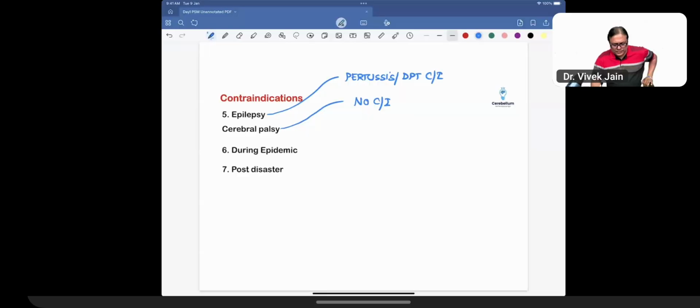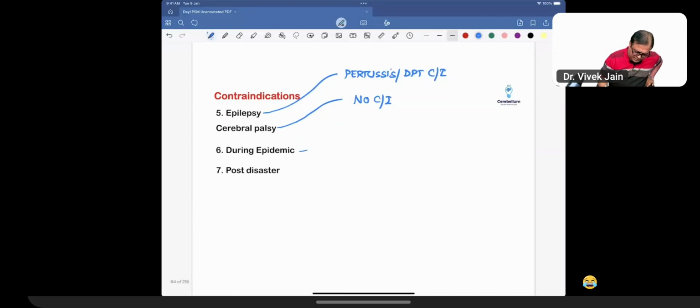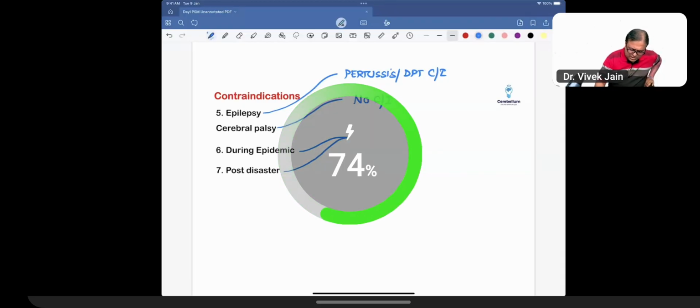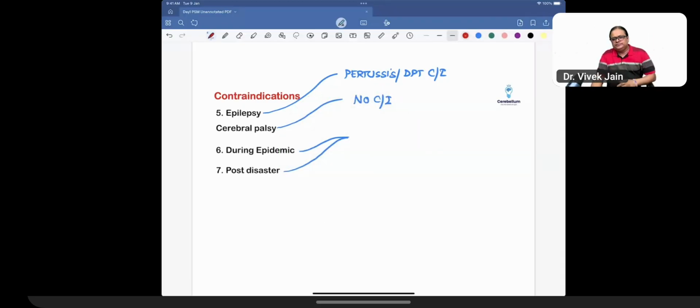Oh, another question. Okay, we'll come to that. During epidemic, or post-disaster, which vaccines are contraindicated?